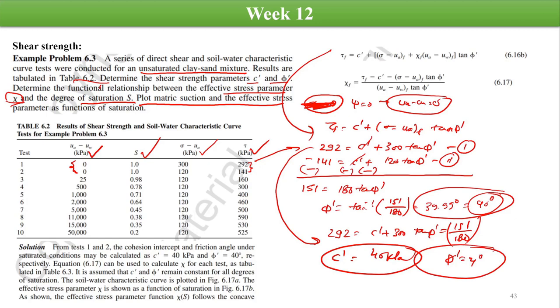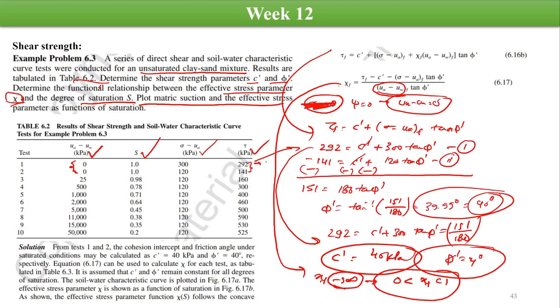If we know the value of c dash and phi dash, we can calculate the value of xi f. When the matric suction is 0, xi f is going to be 1. Xi f value ranges from 0 to 1, so the maximum value can be 1. For the first one it's 1, and for the second one also it's 1.